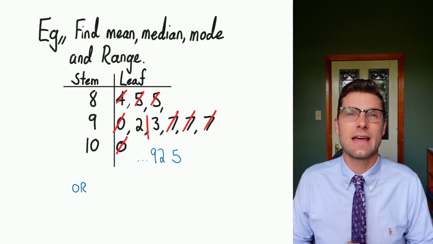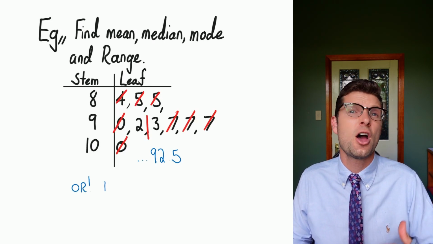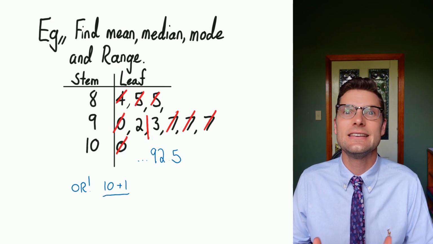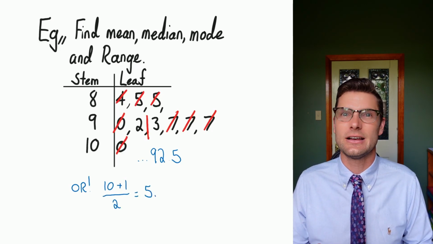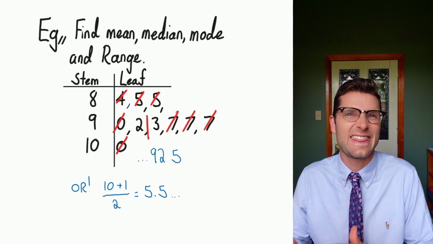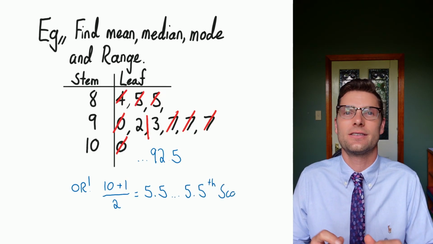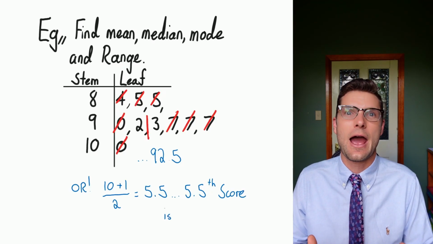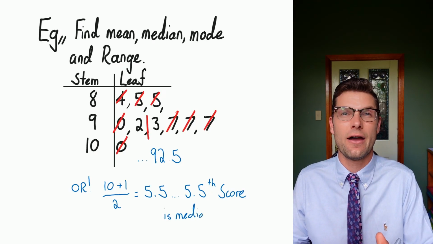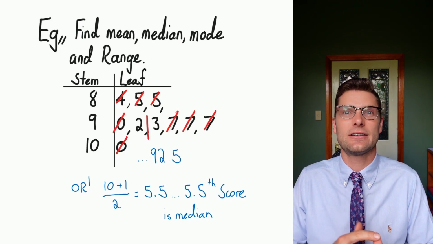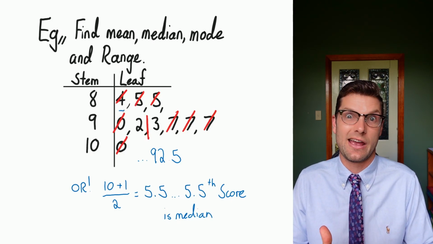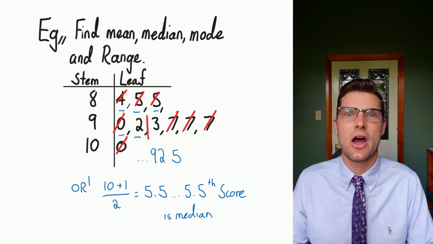If you don't like doing that method and you'd prefer to use the formula, I've got 10 scores in this data set. So if I go 10 plus 1 divided by 2, that answer is 5.5. That means that the 5.5th score is our median. So if I count up the first 5, then it's after that 5th point, which is, again, in between the 92 and the 93.